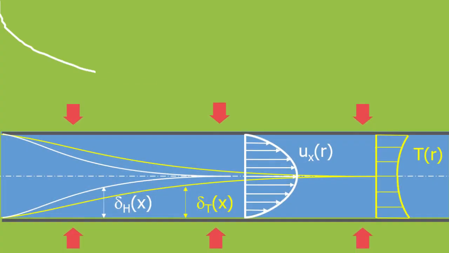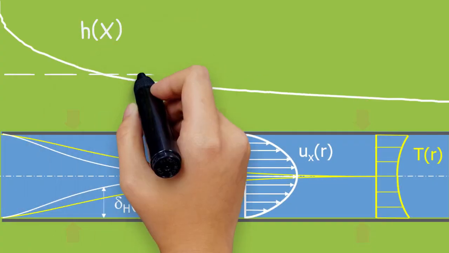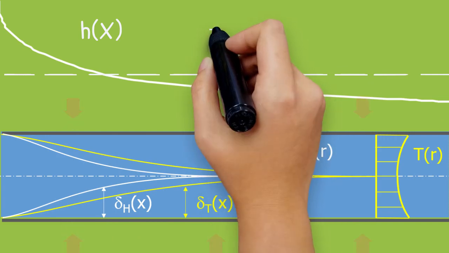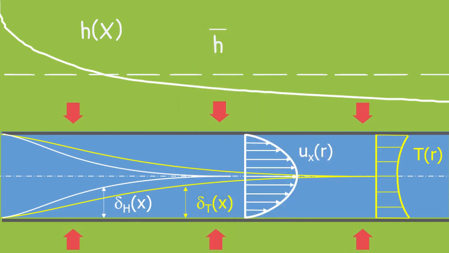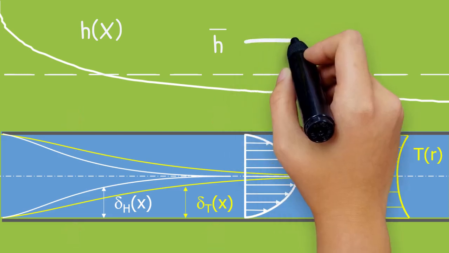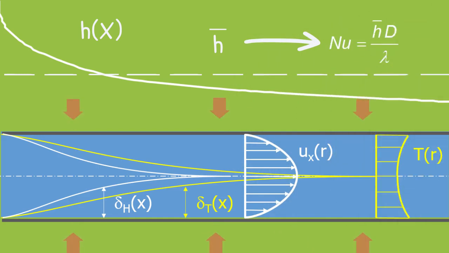This entry zone is of special relevance for the calculation of the average convection coefficient, since in the initial zone the coefficient will be greater than in the stabilized zone. That is why we will incorporate a correction factor for the entry effect in the Nusselt number calculation formula.